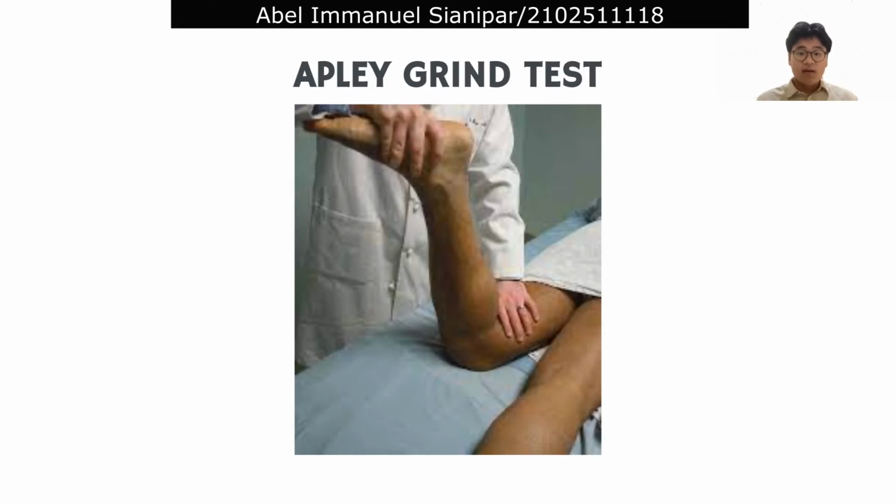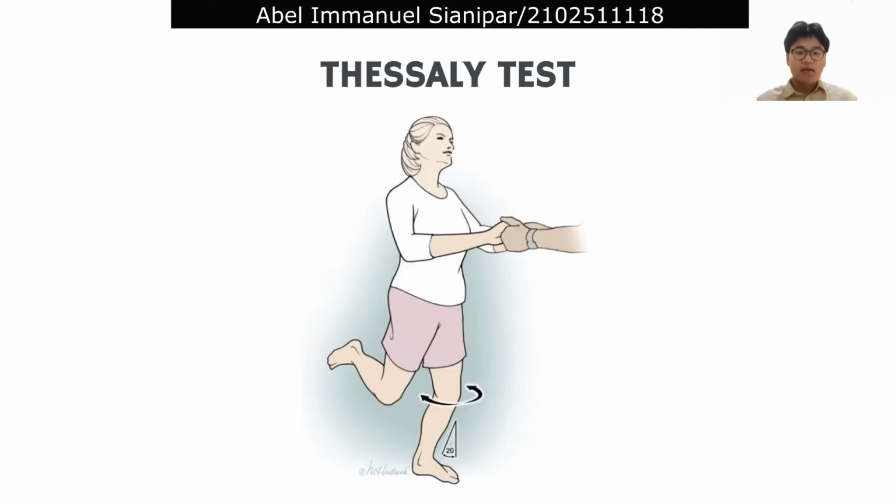This test was created by Apley, specifically aiming to differentiate rotational sprain from meniscus tear. This test needs the examiner to place their knee over the patient's thigh, just like in the image, to stabilize the femur. Thus, this requires the patient to be prone on the examination table, no more than 2 feet high. And the last one is the Thessaly test.